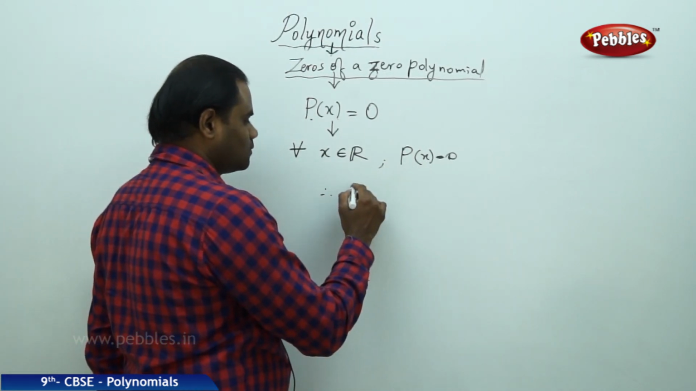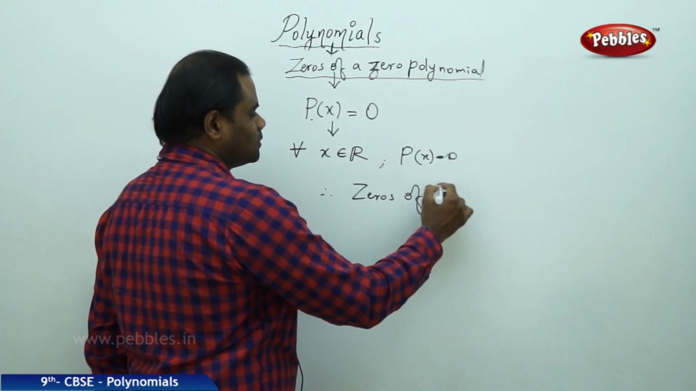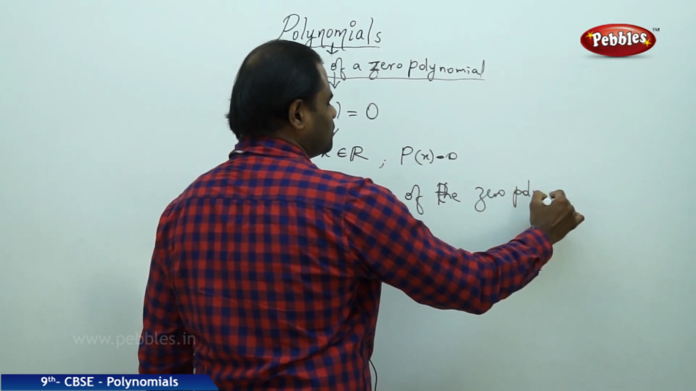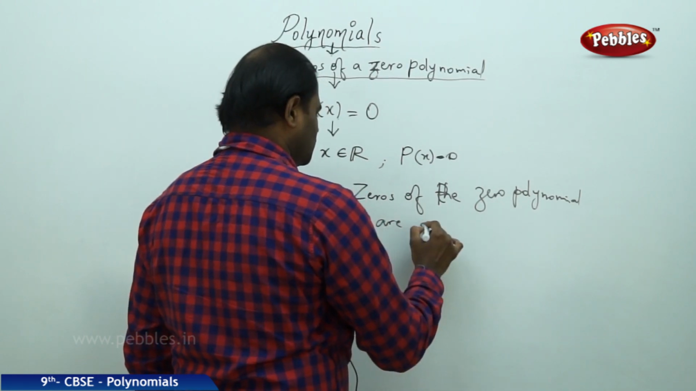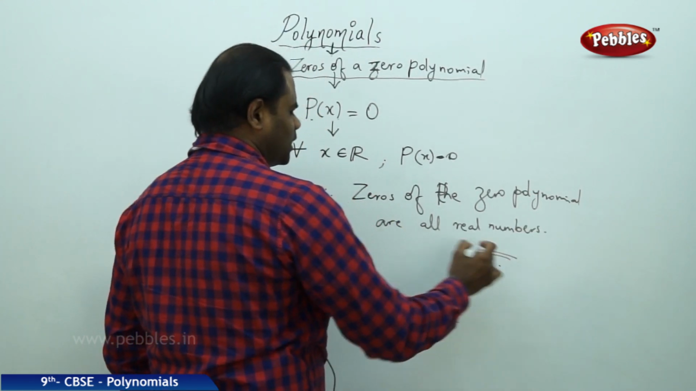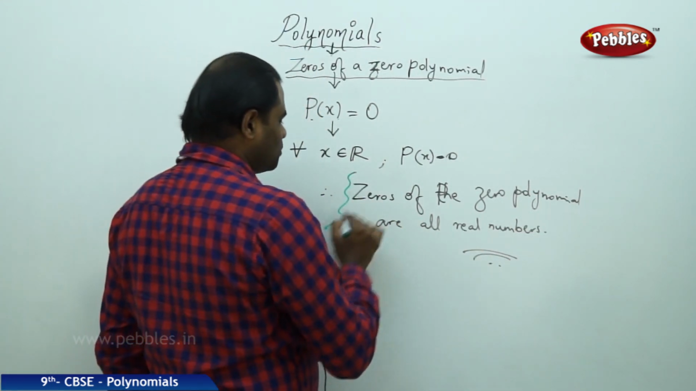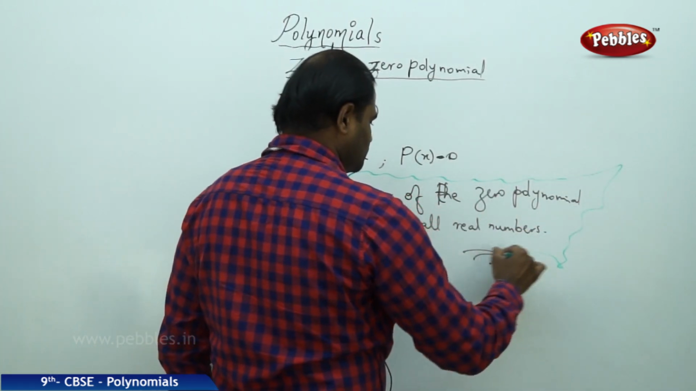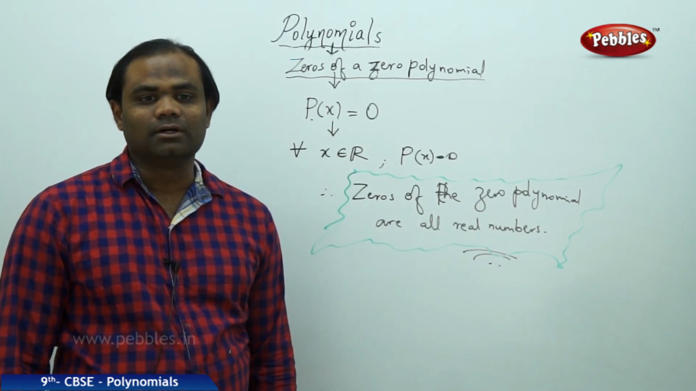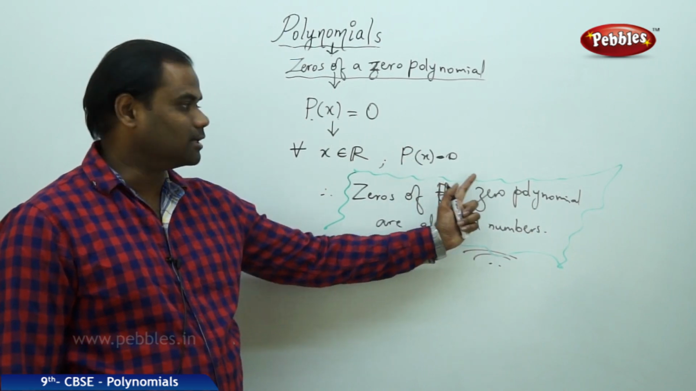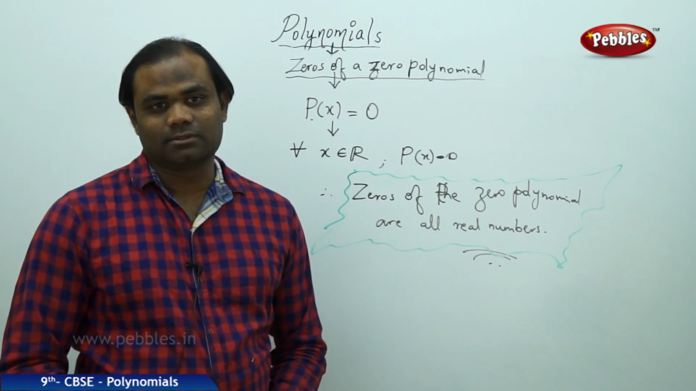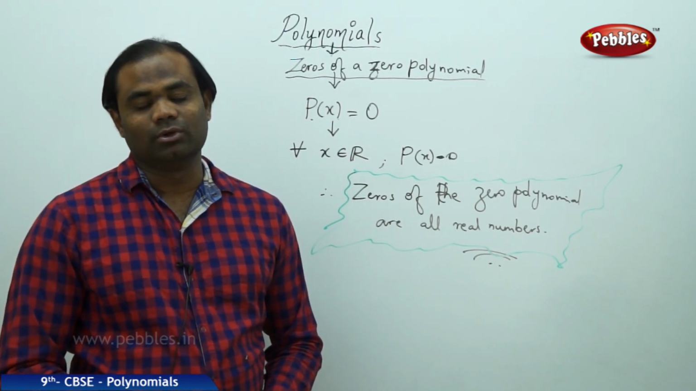Therefore, the zeros of the zero polynomial are all real numbers, is how I understand the zeros of the zero polynomial. Every real number when substituted in x for p of x gives me 0, and therefore the zeros of the zero polynomial are all real numbers, infinitely many real numbers belonging to R.